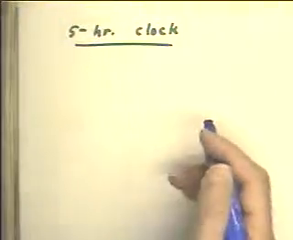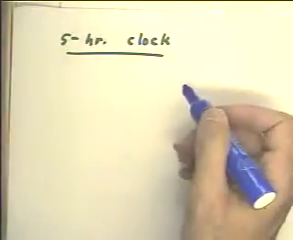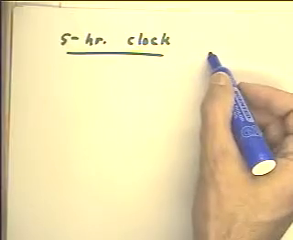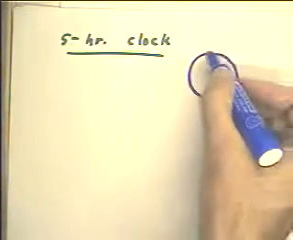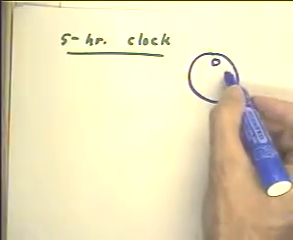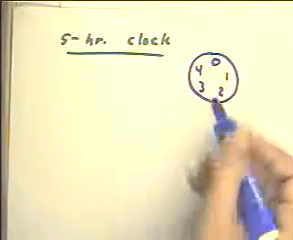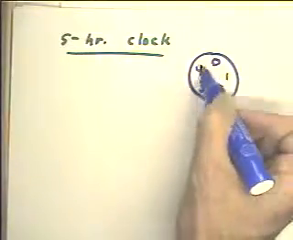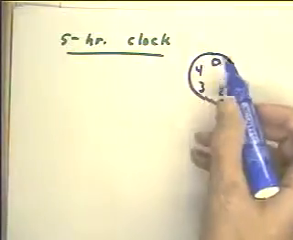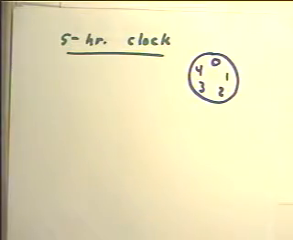A 5-hour clock, what we mean when we talk about a 5-hour clock, can be drawn like so. We've got the top of the clock, which is at 0, 1, 2, 3, 4. Each of these represents a passage of an hour, and we could certainly construct a 5-hour clock as opposed to the 12-hour clocks that we're used to.